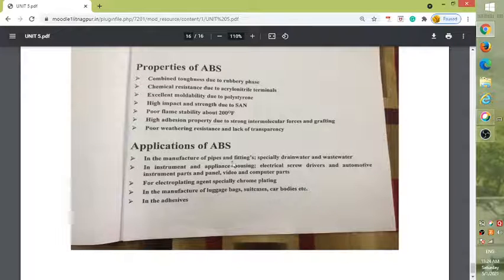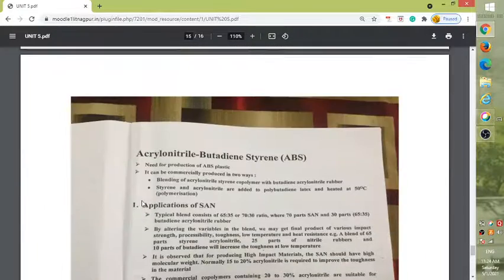Applications: in the manufacture of pipes, fittings, especially drain water and wastewater. In instrument and appliance housing, electrical screwdrivers and automotive instrument parts and panels, video and computer parts. For electroplating, especially chrome plating. In the manufacture of luggage bags, suitcases, motifs, car bodies, etc. In the adhesives.